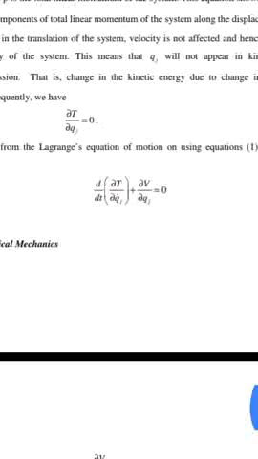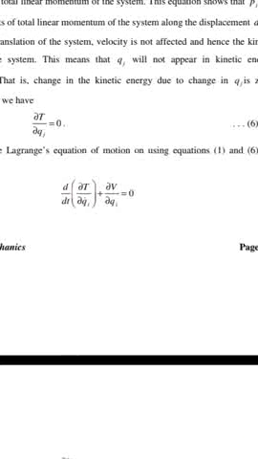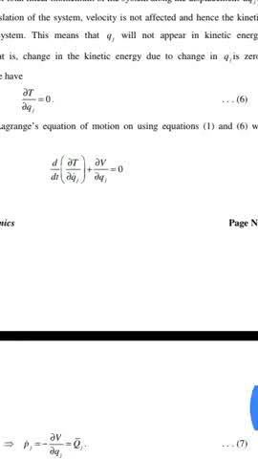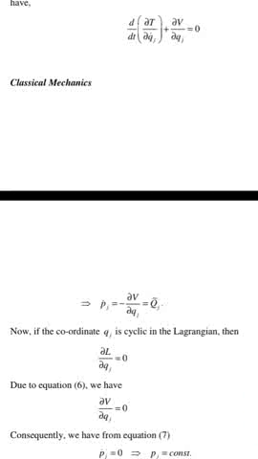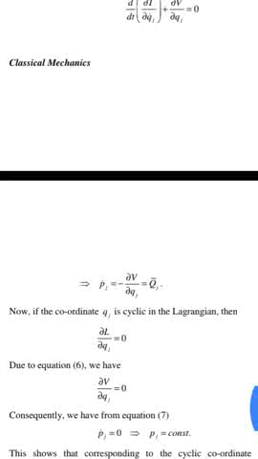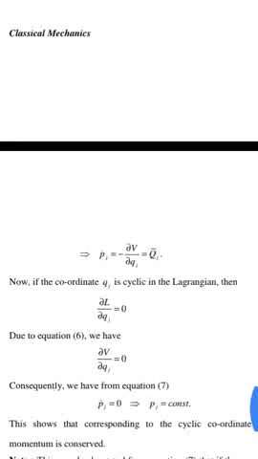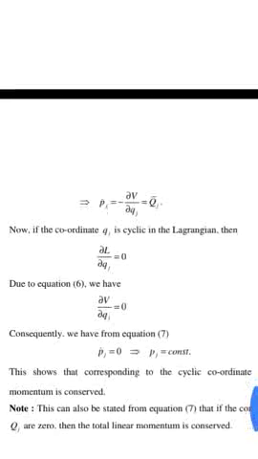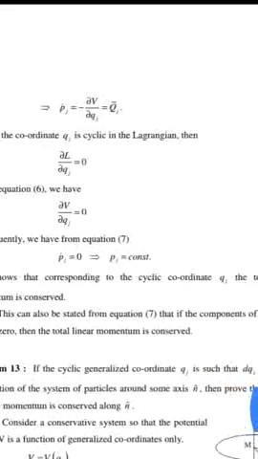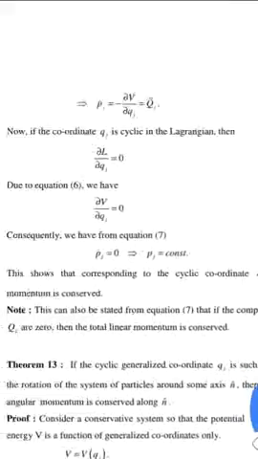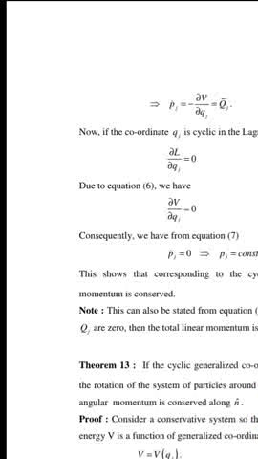Thus, from the Lagrange's equation of motion, using this, we get d/dt of (∂T/∂qj dot) minus ∂V/∂qj is equal to 0. Therefore, pj dot is equal to minus ∂V/∂qj, which is equal to Qj bar. Now, if the coordinate qj is cyclic, then the Lagrangian gives ∂L/∂qj is equal to 0. Therefore, ∂V/∂qj is equal to 0. Therefore, pj dot is equal to 0, and pj is constant. This shows that corresponding to the cyclic coordinate qj, the total linear momentum is conserved.